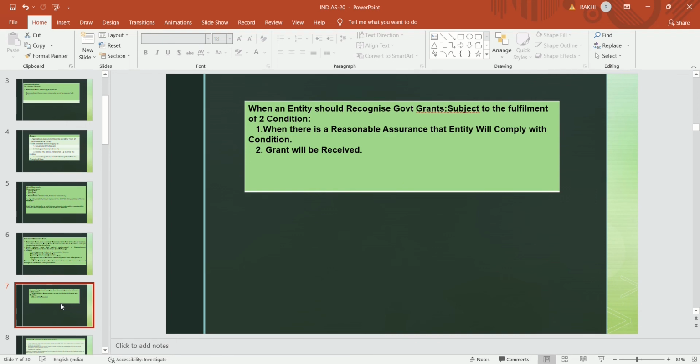If the company is not going to fulfill any of the criteria, or if the company will not receive the grant, it will not treat it as a government grant. If the company is not reasonably assured that they will fulfill the condition, it will not be treated as a government grant. If both conditions are fulfilled, that there is reasonable assurance that the entity will comply with the conditions and the grant will be received, then only the company will treat that as a government grant.